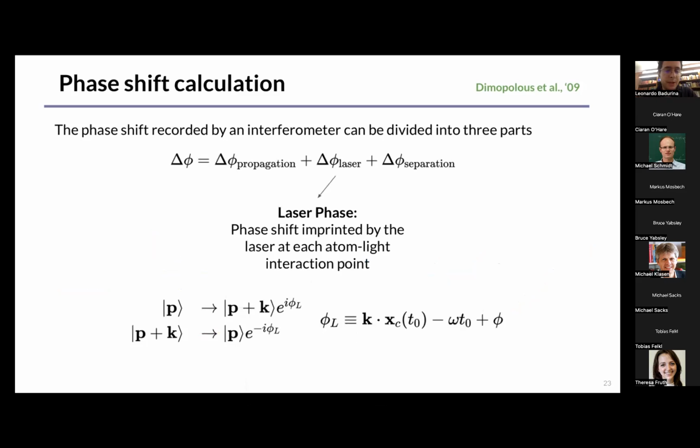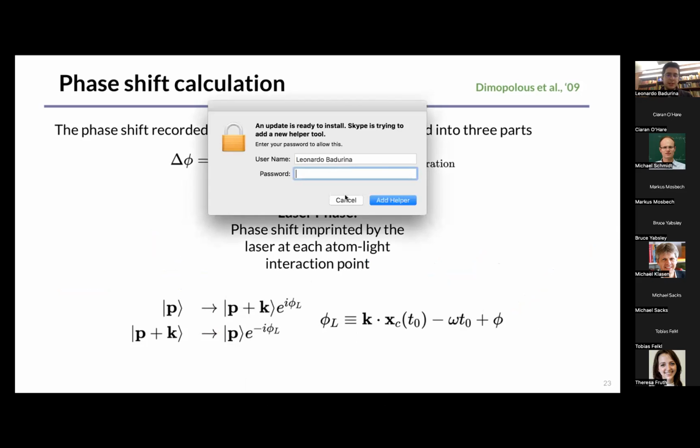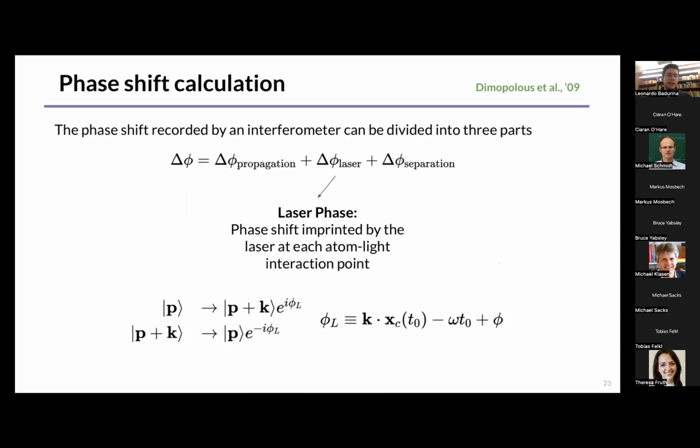So having said what the propagation phase is, let me say a few words about the laser phase. The laser phase arises as a result of the fact that the laser beam will have some phase which it imprints onto the atom at each atom-light interaction point. And you can derive this, this is done very nicely in the Dimopoulos paper from 2009, what the laser phase rules are. So basically, if you have an atom in a state P, let's say a ground state, then if it gains momentum k from the laser beam, it will gain a phase phi L, where phi L is given by this expression. And if instead it loses linear momentum, then it will have a negative phase imprinted onto it.